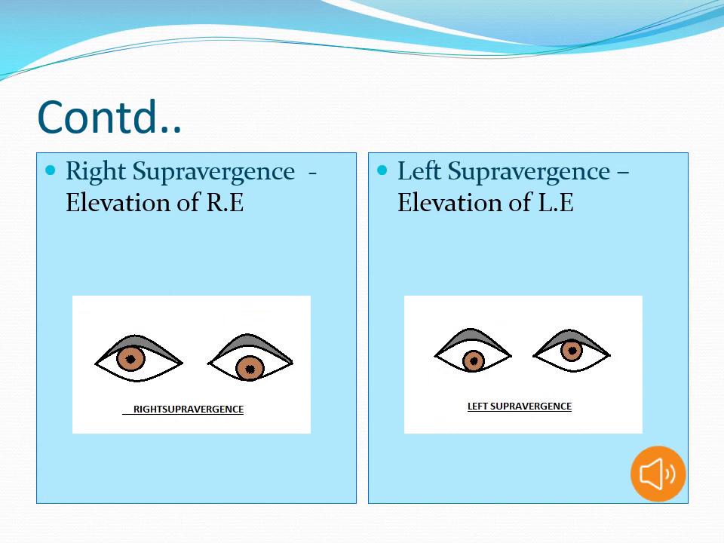Okay, so right supravergence and left supravergence. Like I said, dextro means right and levo means left. So this can also be called dextro supravergence or levo supravergence. So what is it? Right supravergence is nothing but elevation of the right eye, and we've learned that elevation means upward movement. So only movement of the right eye. In the context of squints, this can also be called hyperphoria of the right eye. Similarly, left supravergence is elevation of the left eye. It can also be called hyperphoria of the left eye.